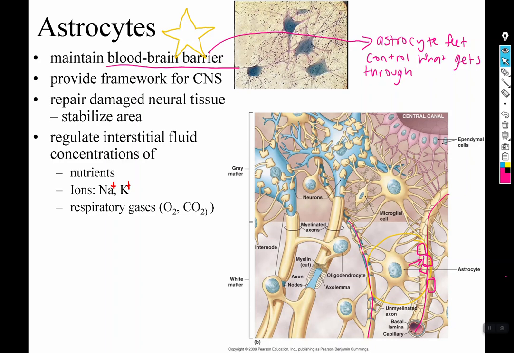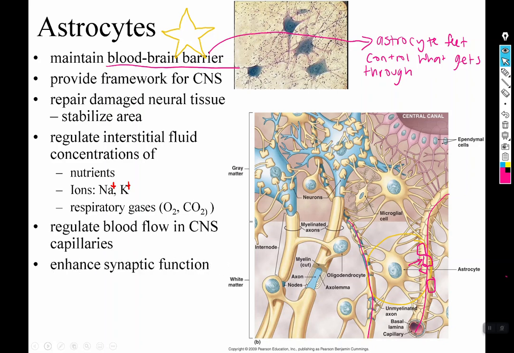So although neurons are kind of the stars of the show and get the most attention, it's impossible to have a functioning brain without astrocytes. And the other glial cells as well. They're all part of this ecosystem that allows our neurons to do the work they do.